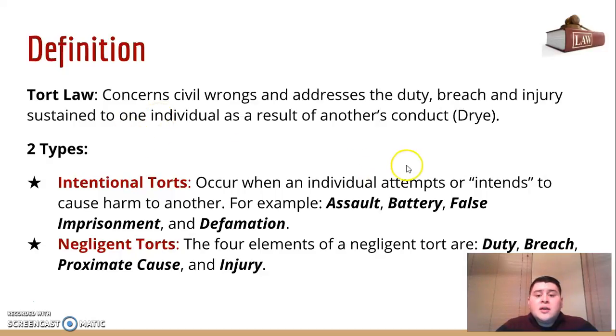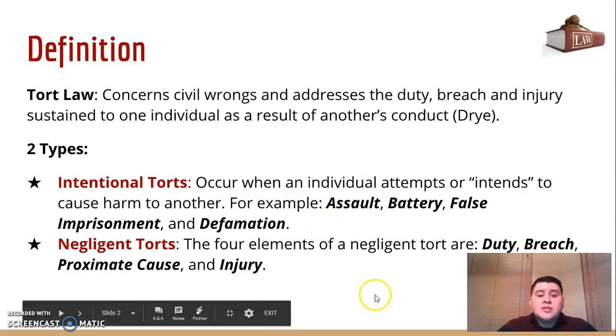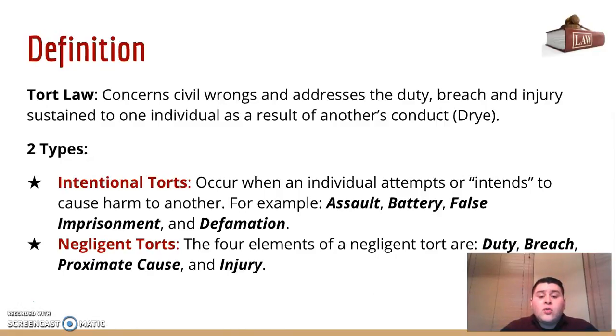Intentional torts, basically as stated in the name, tend to cause harm to another. Some examples would be assault, battery, false imprisonment, and defamation. Then we have negligent torts. Okay, and then there are four elements for someone to be accused of a negligent tort, and that is the duty, breach, proximate cause, and injury.